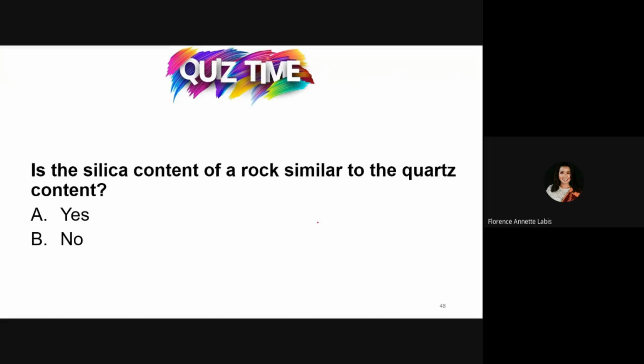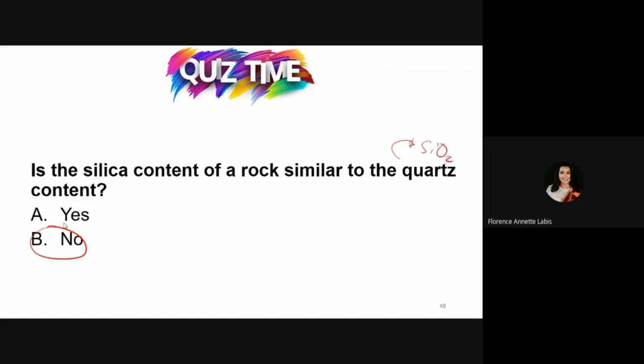And last question, is the silica content of a rock similar to the quartz content? Yes or no? So what is the chemical formula of quartz? It's still SiO2. But is it the same or not? So I hope your answer is no. It's not the same. Okay, so this will be the end of my presentation, and I will see you in the next lecture. Thank you.